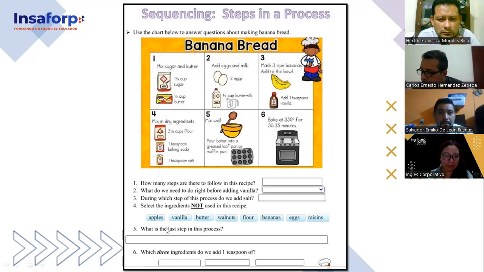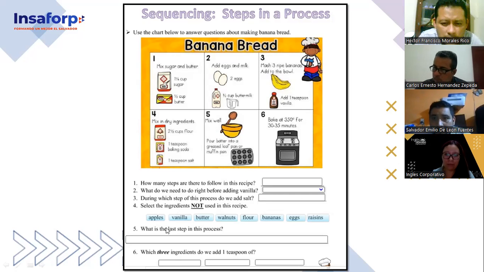And number four. Question number four. Select the ingredients not used in this recipe. I think there are three. Apples, walnuts, raisins. Correct. Those are the three we're not using in this recipe. Correct. Thank you.